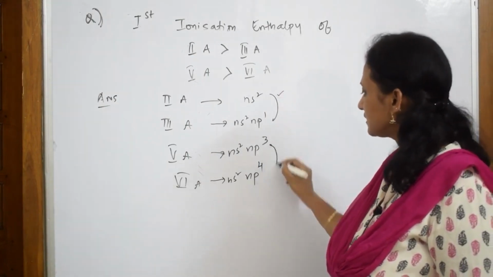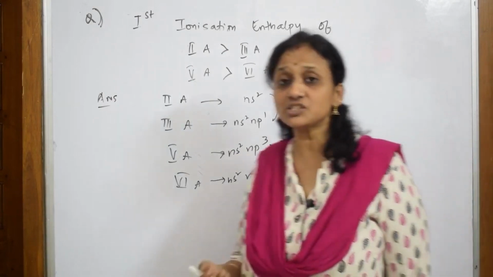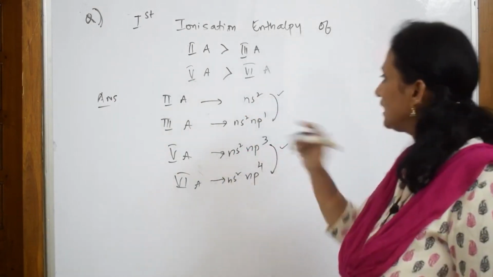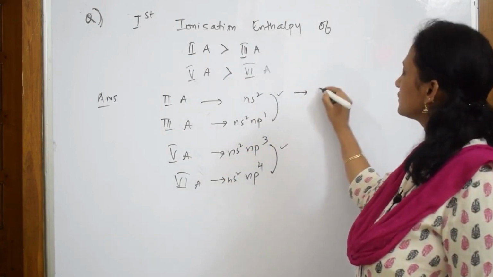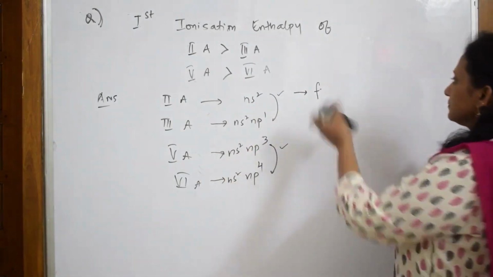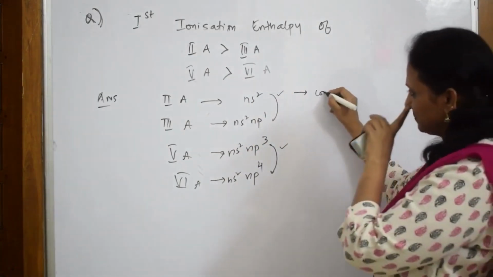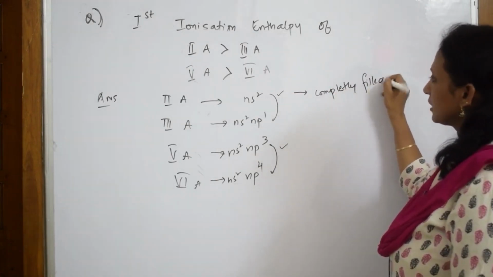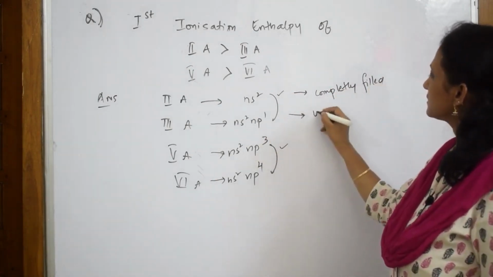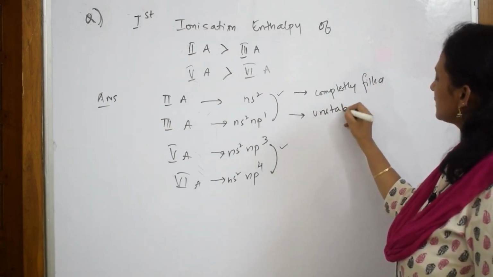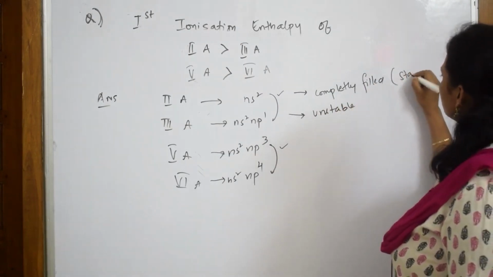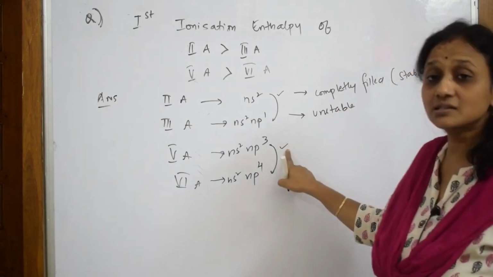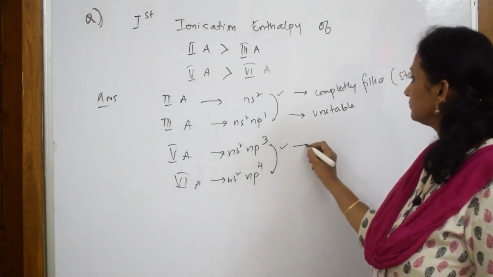Now here, when I see ns2, they said this is greater than this, meaning more energy is required to remove an electron. What is this ns2? This is completely filled, isn't it? When I say completely filled, it is stable. In this case, it is half filled.